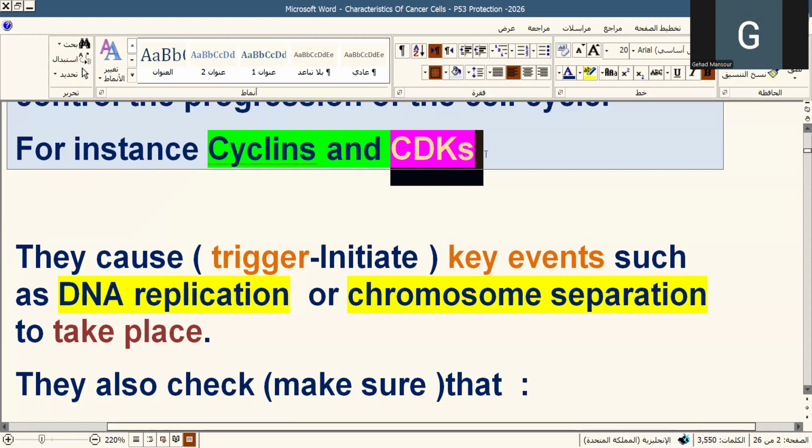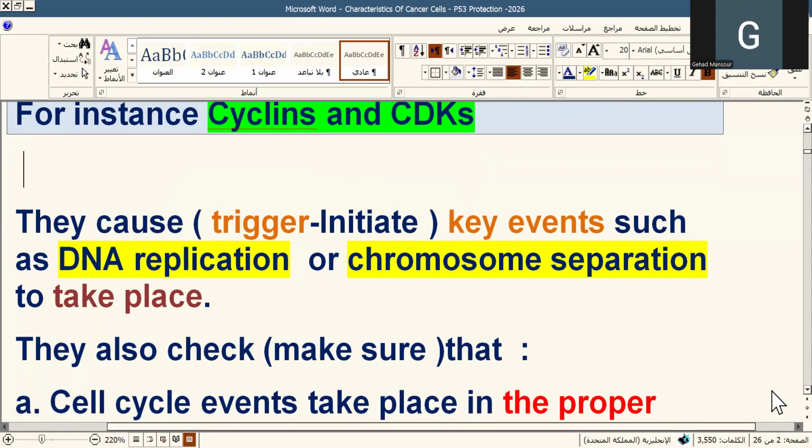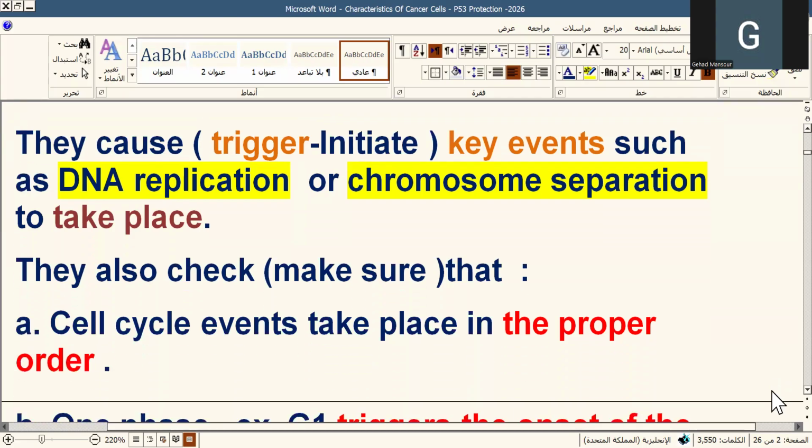But we also have the kinases, and these kinases, just like any kinase, phosphorylate their substrate, and they do their action by adding a phosphate group. But since they cannot function without cyclins and their function is dependent on the cyclins, then we call them cyclin-dependent kinases. These cyclins and cyclin-dependent kinases cause key events in the cell cycle to occur.